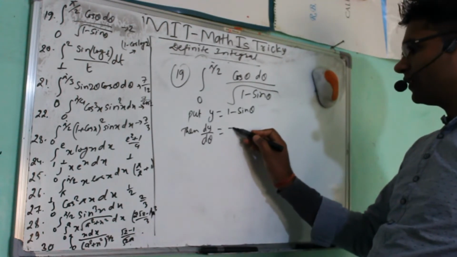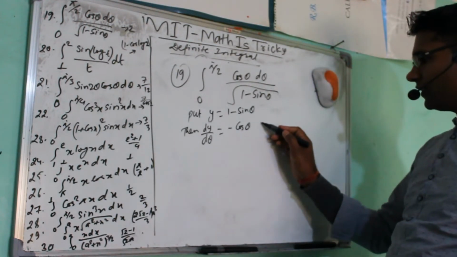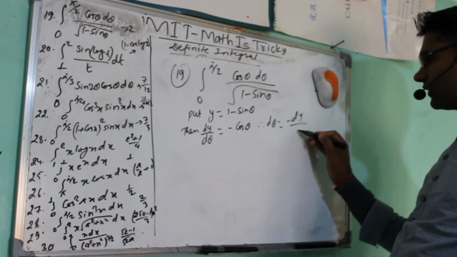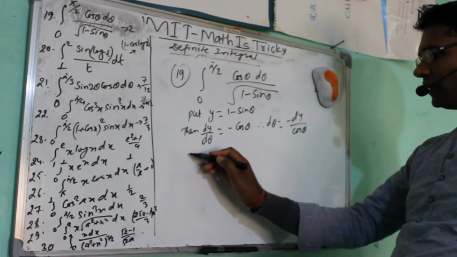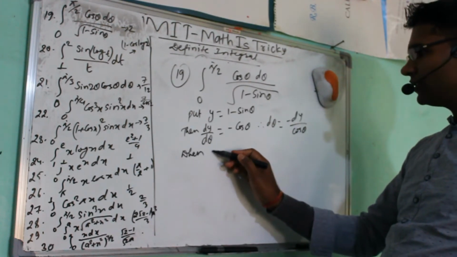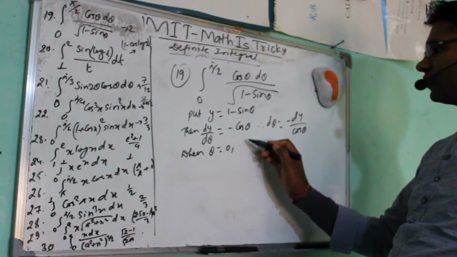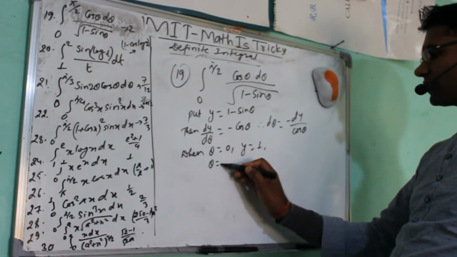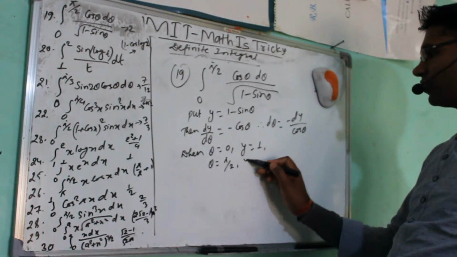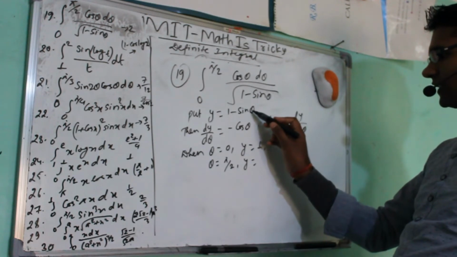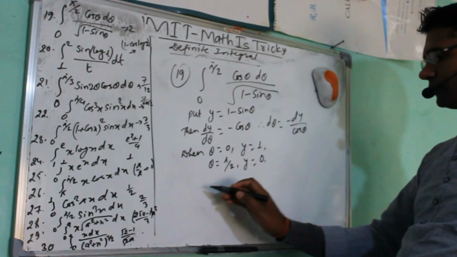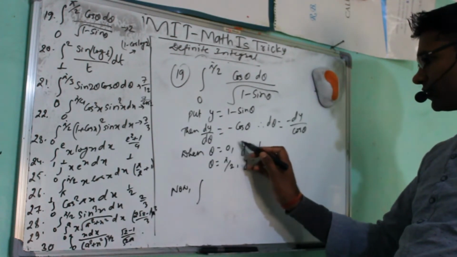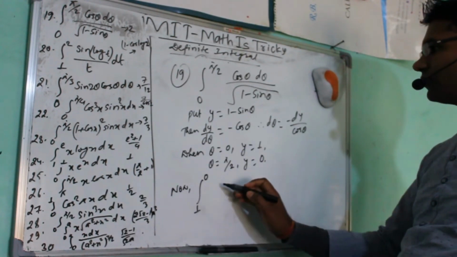Again we put y equals tan theta, then dy by d theta equals sec square theta. When y equals 0, theta will be 0. When y equals 1, theta will be pi by 4.